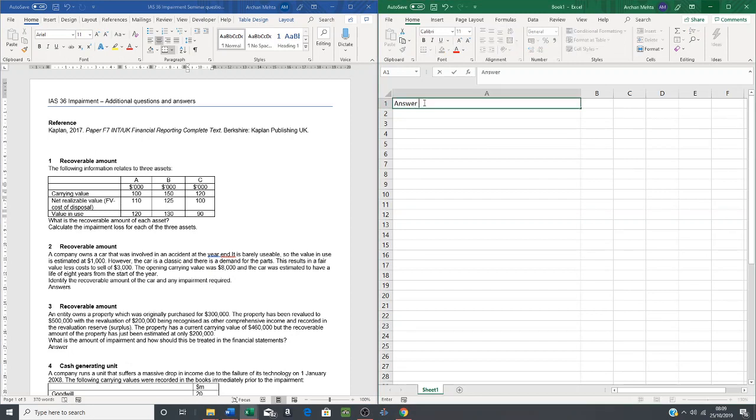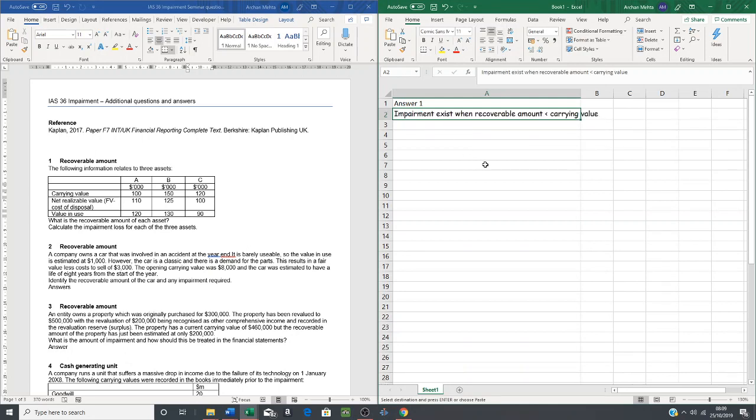Okay, so now if you have had a chance to look at the question and prepare the answer, let's give you a chance to compare your answer with what the answer should look like. In the lecture, we discussed that the impairment on an asset exists if the carrying value of the asset is greater than its recoverable amount. So we need to compare recoverable amount against the carrying value.